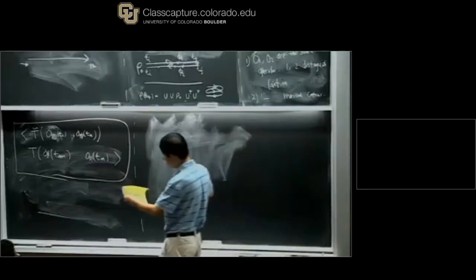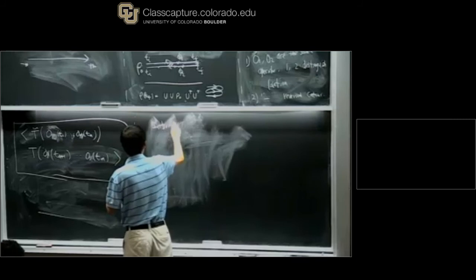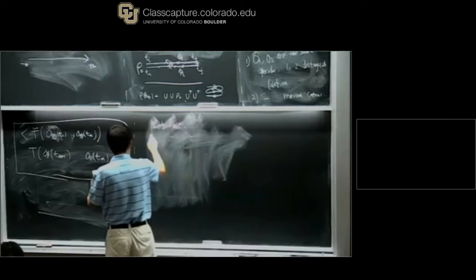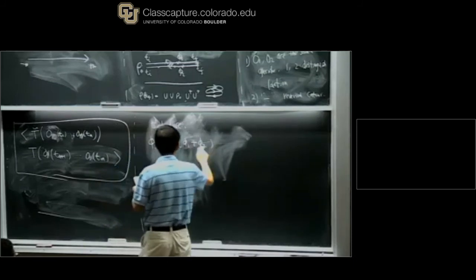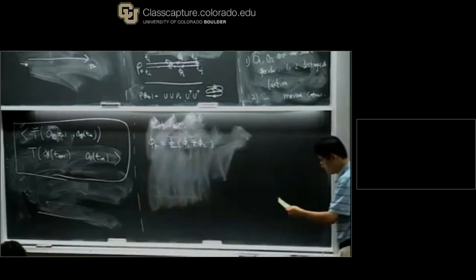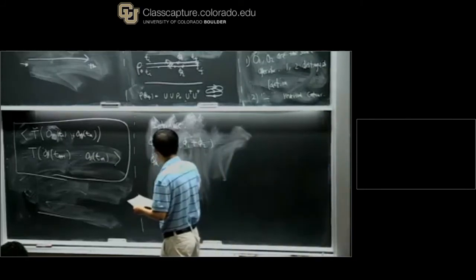So I will introduce a new notation. phi_r equals 1/2 (phi_1 plus phi_2). Remember phi_1 and phi_2 are the sources of the two different legs. And then I introduce the difference of them, phi_a equals phi_1 minus phi_2.